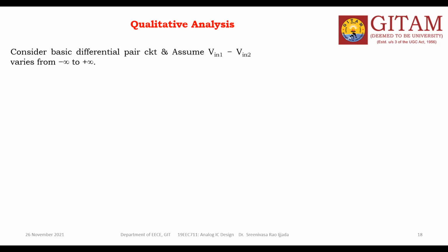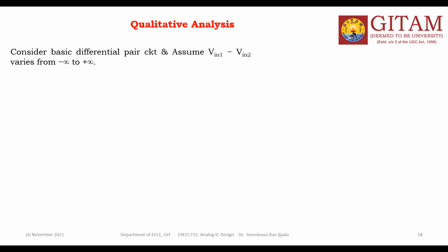Consider the basic differences here. Just we have seen that perspective. So there are the 2 CS amplifiers. Their sources are connected, tied together, and connected to what? One tail current source. That one. Just we have seen, so we need to stress it once again.